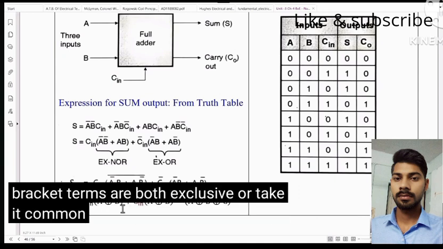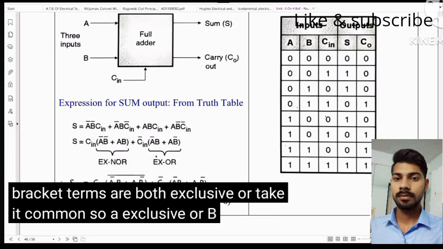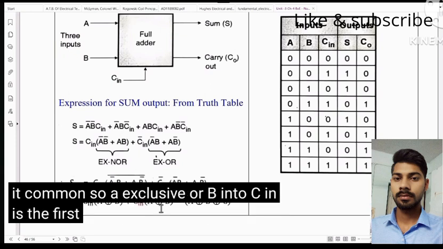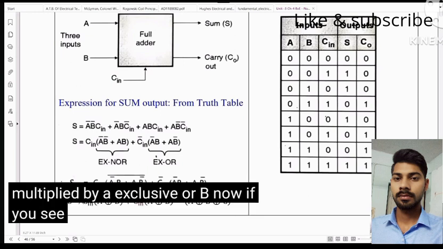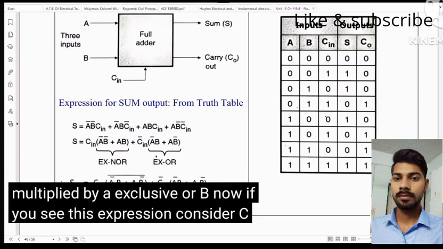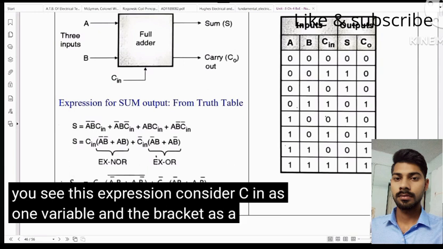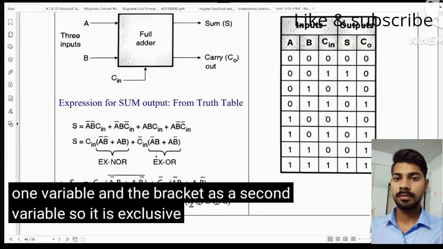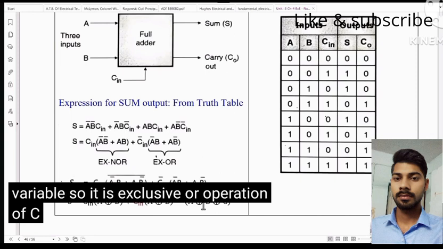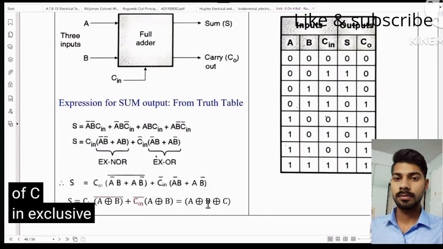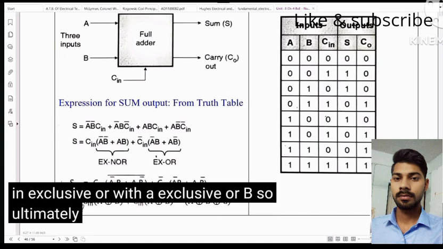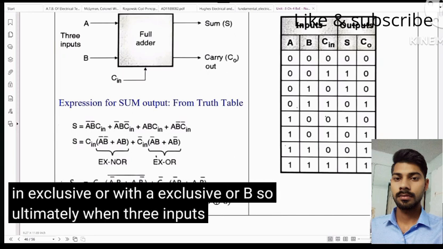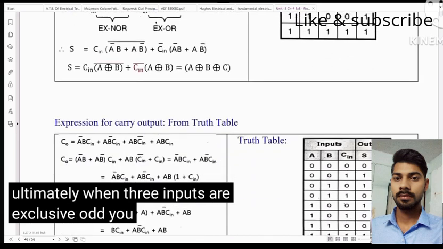Take it common. So A exclusive OR B into C in is the first term, and C in bar is multiplied by A exclusive OR B. Now if you see this expression, consider C in as one variable and the bracket as a second variable. So it is the exclusive OR operation of C in with A exclusive OR B. So ultimately, when three inputs are exclusive ORed, you are getting the sum.